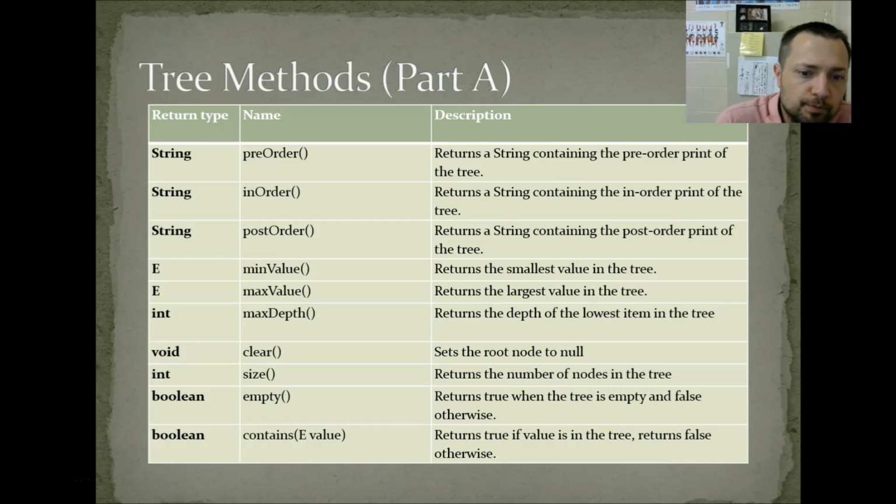Clear sets root to null. Size returns the number of items in the tree. You're going to have to do a traversal to get the size. Empty returns true when the tree is empty, false otherwise. Contains. It'll tell you if a value is in the tree.